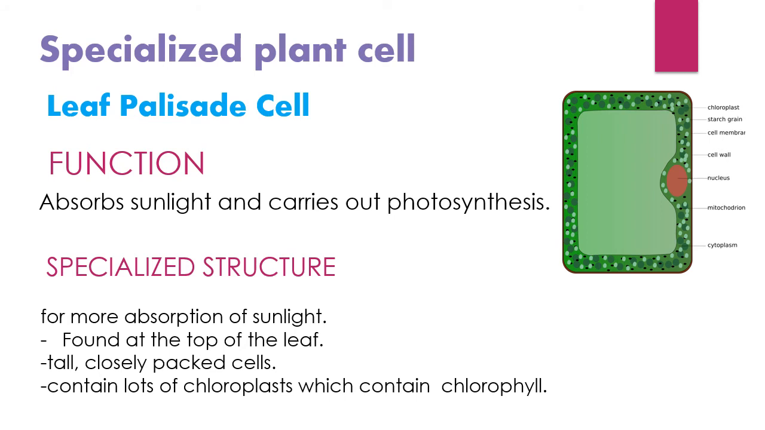Now, leaf palisade cell. It absorbs sunlight and carries out the photosynthesis process. Its structure: for more absorption of sunlight, it is found at the top of the leaf. Why is it found at the top of the leaf? To absorb more sunlight. Its tall, closely packed cells contain lots of chloroplasts, which contain chlorophyll.